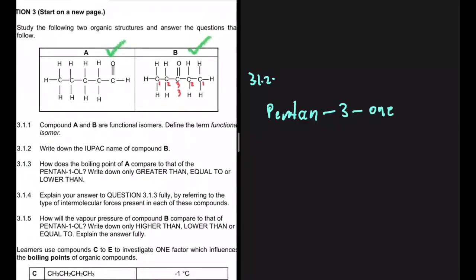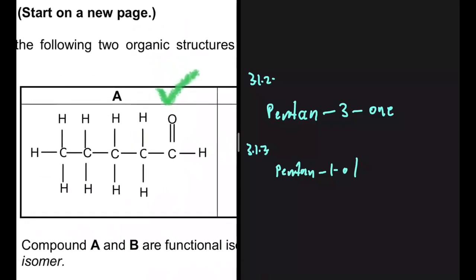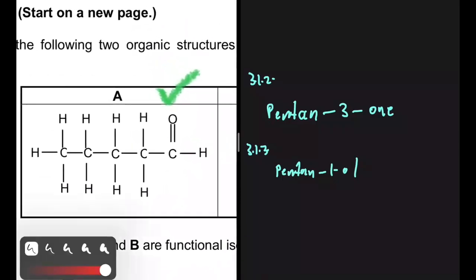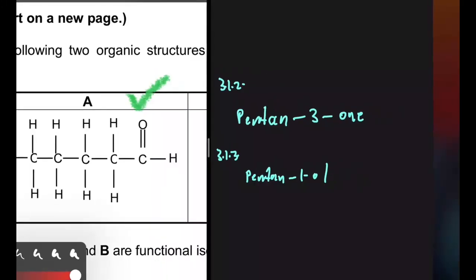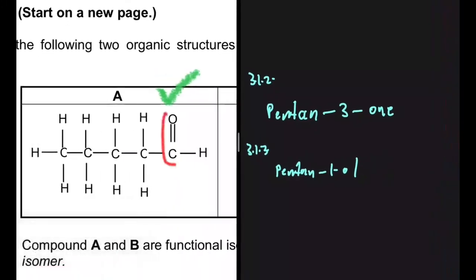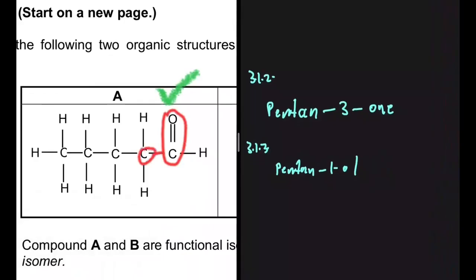Let's look at 3.1.3. How does the boiling point of A compare to that of pentan-1-ol? So we have pentan-1-ol and compound A. Write down only greater than, equal to, or lower than. So let's go to compound A. Compound A is an aldehyde because the carbon that is bonded to the oxygen is only bonded to one other carbon. So that makes it an aldehyde.